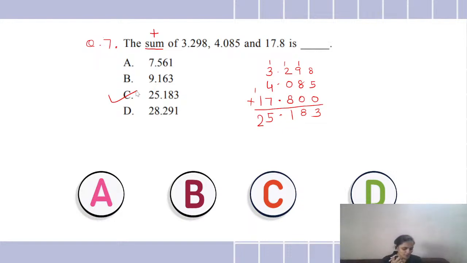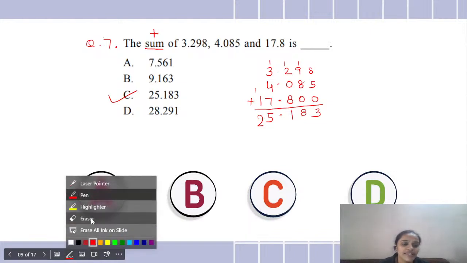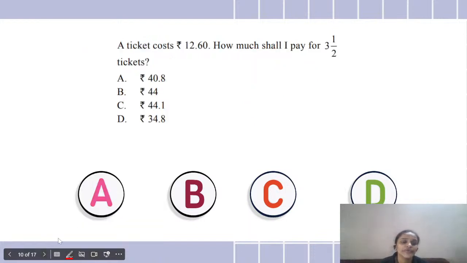Good job. Yes, Dibyanshi, you were the first one to give the answer, so you are absolutely right. Congratulations. 25.183 is the correct answer. So all of y'all, whoever gave the answer C, good job. You worked and tried to find the answer, and some of y'all got it right, some got it incorrect. No worries. The practice will make you better. All right, now time to move on to question number 8.